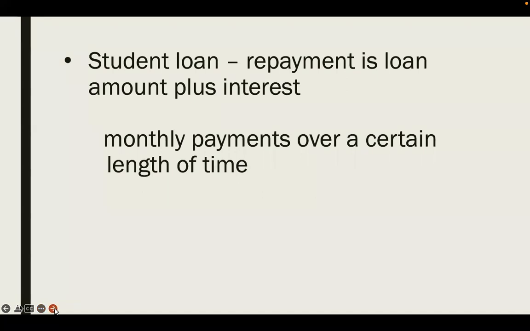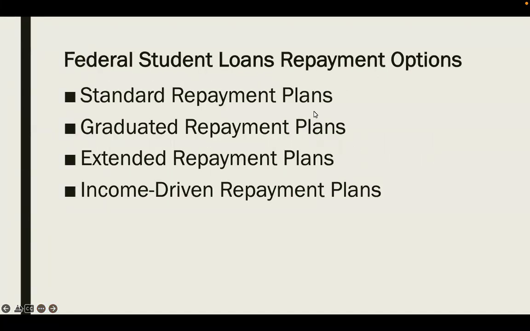Okay. So for federal student loan repayment options, we've got 4 types. These are the 4 we're going to talk about: the standard repayment plan, the graduated repayment plan, the extended repayment plan, and the income-driven repayment plan. Now, these all have, I would say, pros and cons. It really just depends on your situation, how much you owe, all of those types of things. So let's look at these.